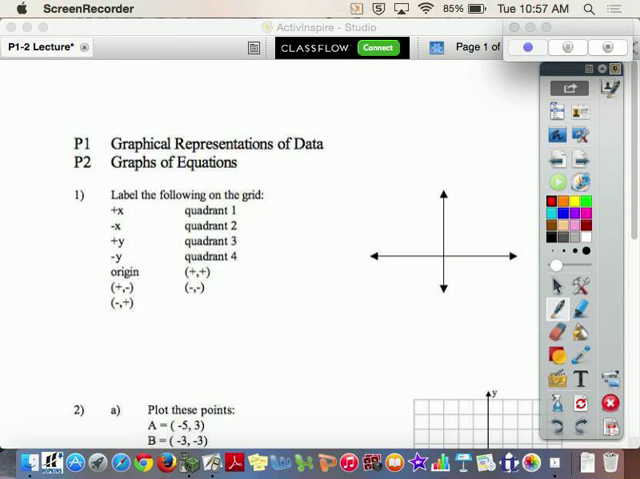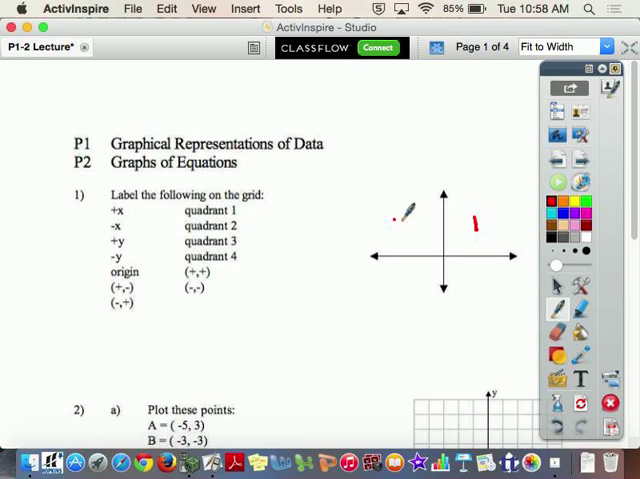All right. In P1 and P2, we're going to talk a lot about graphing. So there's some basics that you probably should know. For example, where the different quadrants are. First of all, quadrant 1 is here, quadrant 2, quadrant 3, quadrant 4. And it's just one of those things that you're going to have to memorize.